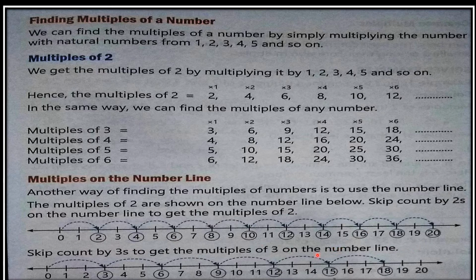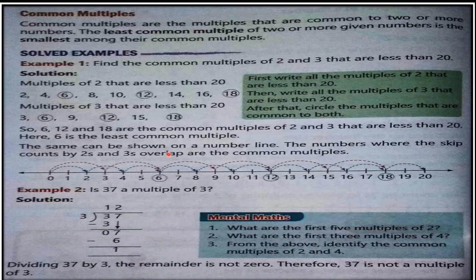Got it, children? Now, common multiples. Common means what? Same. As we learned in common factors, now we need to find the common multiples. Common multiples are the multiples that are common to two or more numbers. The least common multiple of two numbers is the smallest among the common multiples.